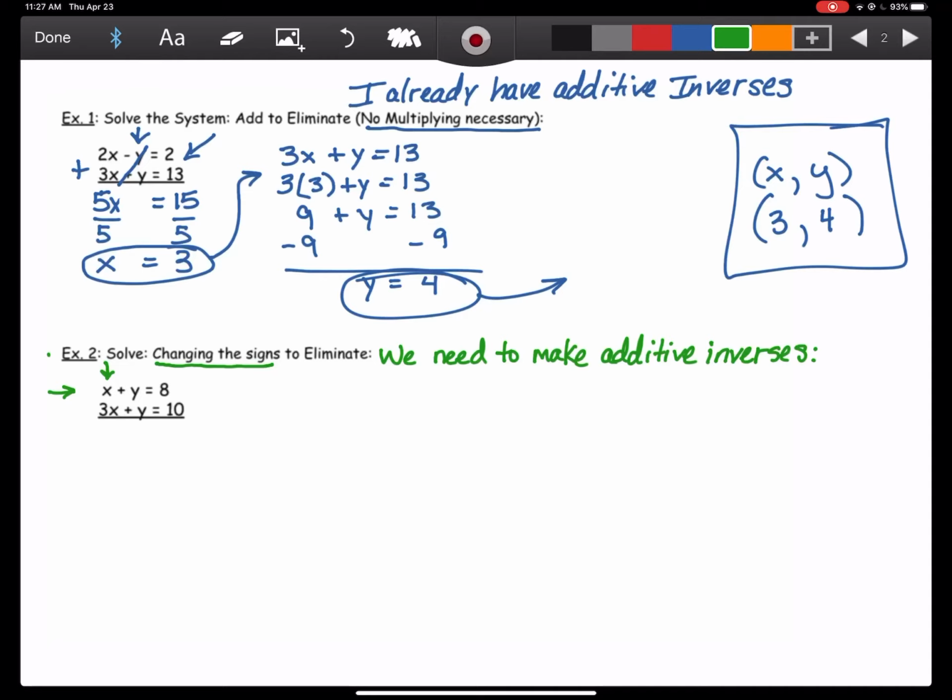Negative 3, hopefully is what you thought. Okay, and that would give me negative 3x and positive 3x. That is a possibility. Or let's take a look at the y column.